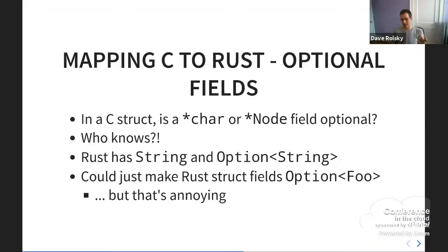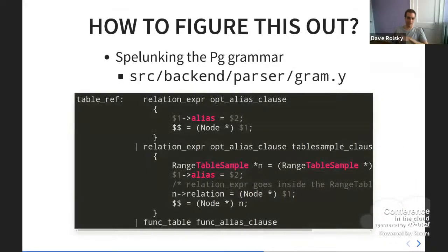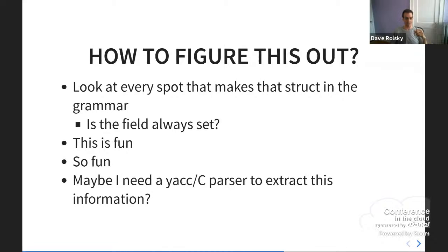So how do I figure this out? Well, there's yet another sort of programming language involved here, which is a YACC grammar. So I go into the Postgres source code for the YACC grammar, and I start looking at all the places where we make the thing in question to see whether the field is always populated. And if it is, I can make it non-optional. So yeah, that's fun. Lots of fun.